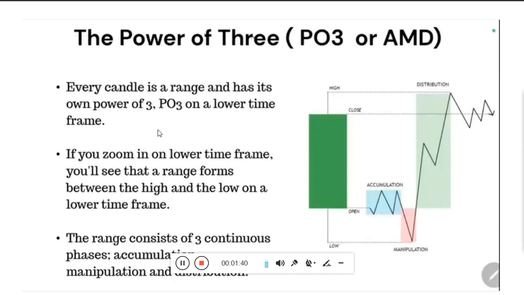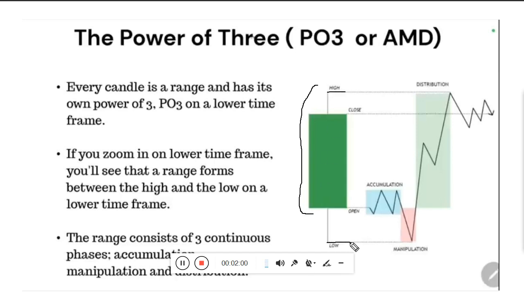If you zoom in on a lower time frame, you will see that a range forms between the high and the low. Let's assume this is a daily candle. Once you mark the high and the low of this daily candle, by the time we go down to a lower time frame like the 1 hour or 15-minute time frame, obviously this is what we'll be seeing.